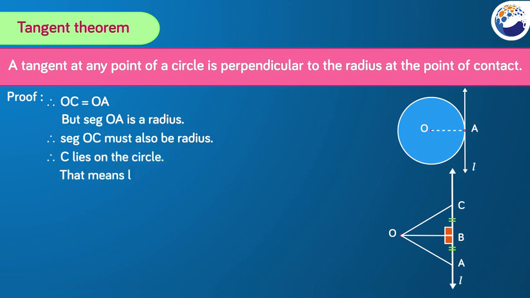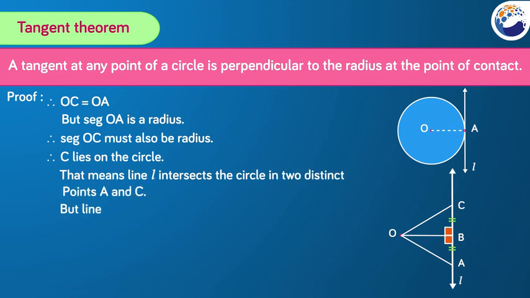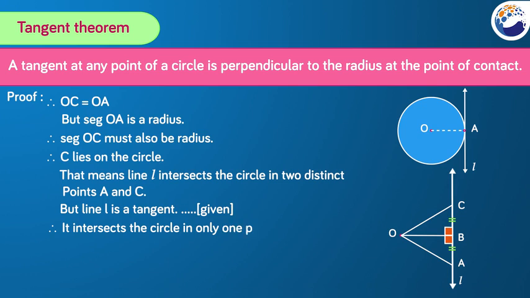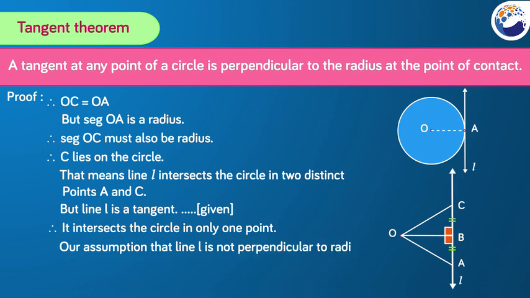That means line L intersects the circle in 2 distinct points A and C. But line L is a tangent, given. Therefore, it intersects the circle in only 1 point. Our assumption that line L is not perpendicular to radius OA is wrong. Therefore, line L is perpendicular to radius OA.